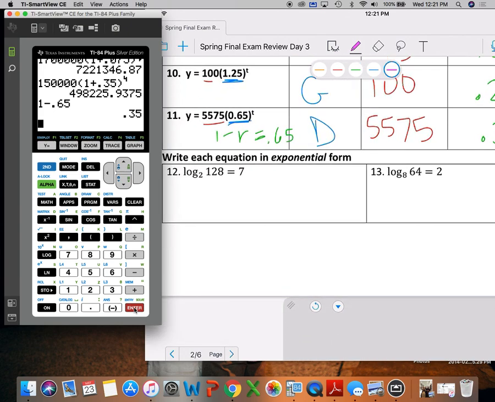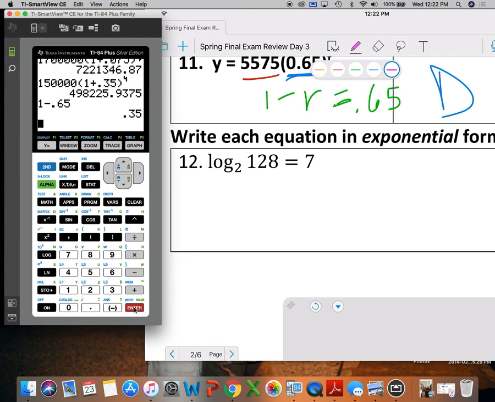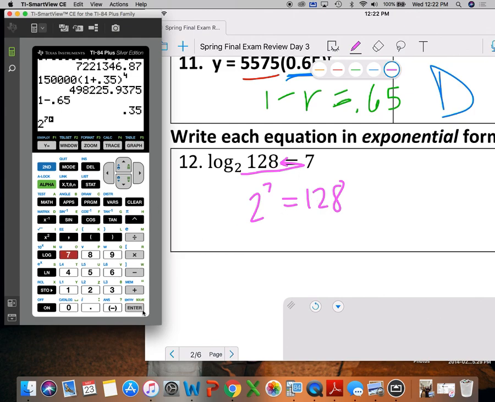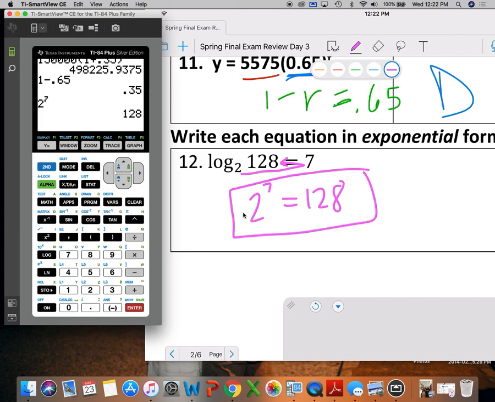To write things from logs to exponential form, remember we start inside, go across to 7. When we cross the equal sign, we write equals, and then we write whatever it equals. So we started at 2, we go out to 7, so 2 raised to the 7. We cross the equal sign, so we rewrite the equal sign, and write 128. This can easily be checked by plugging 2 to the 7 into your calculator and making sure it does equal 128. Now, all they wanted us to do was write it, so we leave it in this.